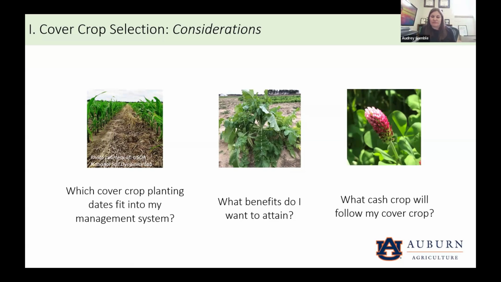Also, what benefits do I want to attain out of my cover crop? As I mentioned on that previous slide, certain benefits may be better achieved with certain cover crops. And then we also want to think about what cash crop is going to follow the cover crop, because what we don't want to do is encourage, for example, nematodes. If we have an issue with a certain type of nematodes, we do not want to use a cover crop that would stimulate those populations. So we want to make sure that our cash crop is compatible with the cover crop that we're using.